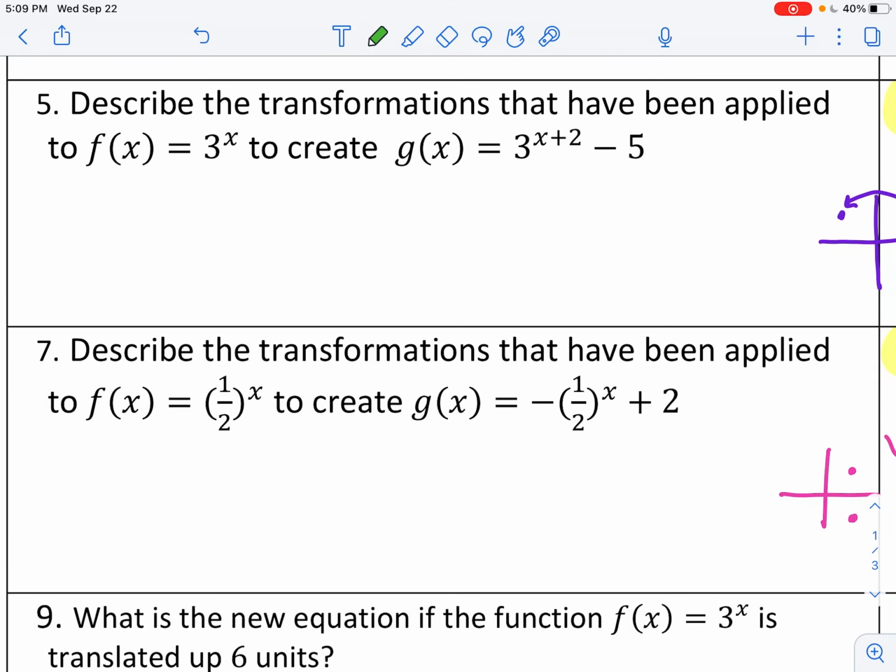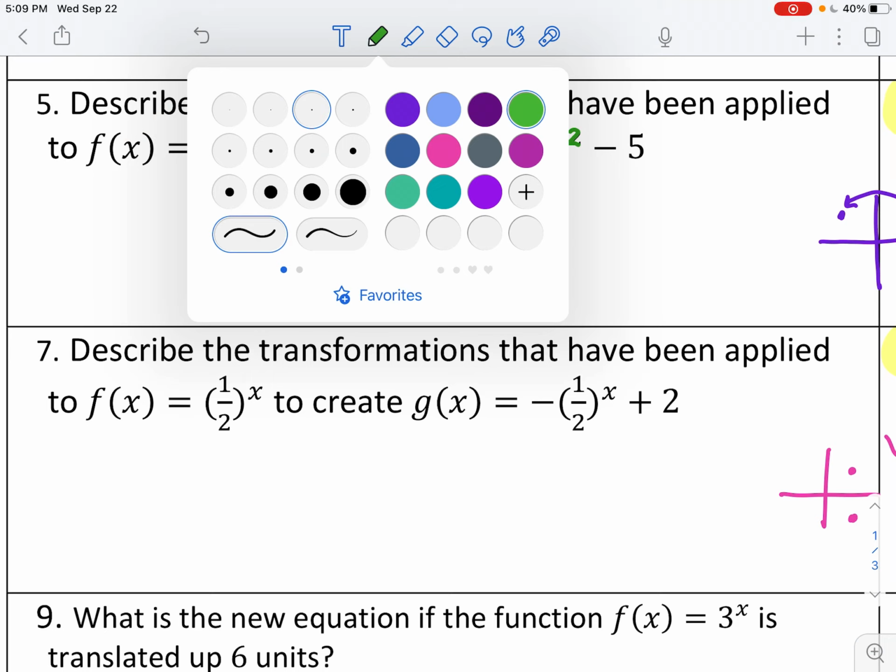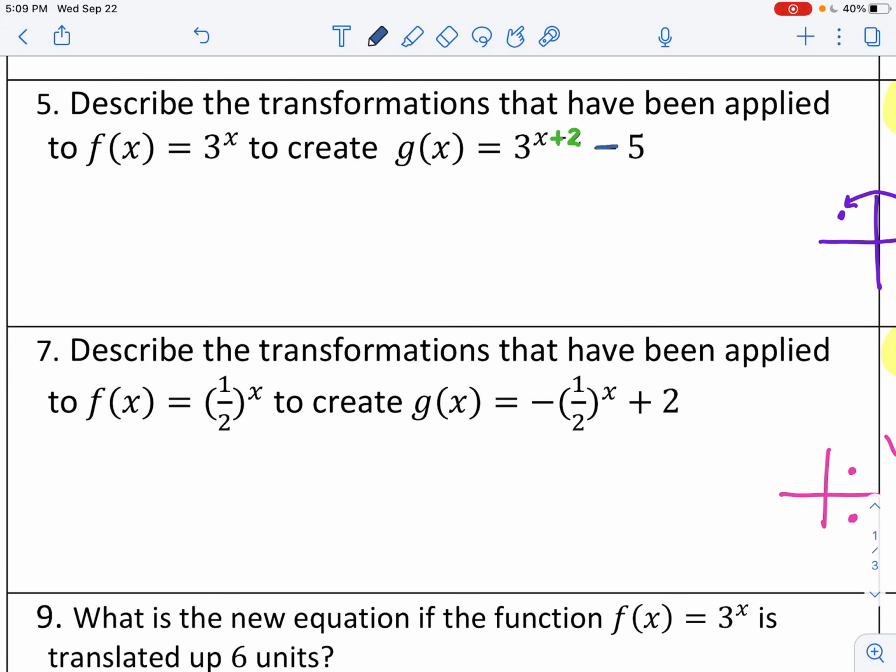So number 5, we're given the basic function 3 to the x. I still have 3 to the x, but to that we've added a 2, so that's one type of transformation that's happened, and we've subtracted 5. Now you'll notice that both of them are addition or subtraction. So multiplication are the things that cause reflections and dilations. So the 5 will be a translation, the 2 will be a translation. Addition and subtraction are always going to be forms of translations.